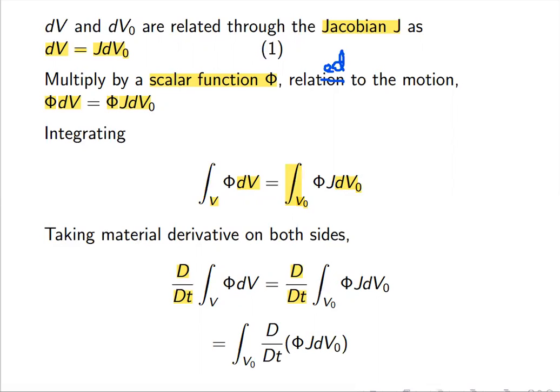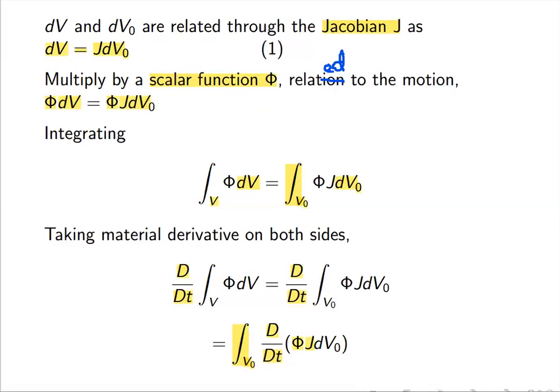So this integral and the derivative can be interchanged. So integral over V naught outside, D by Dt inside of the same thing, phi J dV naught. Now D by Dt of phi J dV naught, so we can use the product rule here. We'll take phi J as one function and dV naught as the other function.